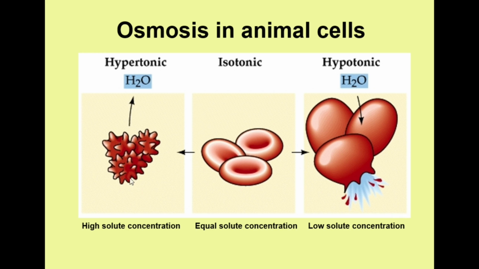As you can see here, water will diffuse from an area of low solute concentration to an area of high solute concentration. It will move from the inside of the cell to the outside of the cell because it's saltier outside of the cell. So water will diffuse out of the cell into the surrounding water. What that will do is cause the cell to crenate, or shrivel up and die.